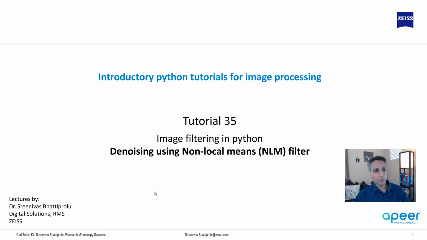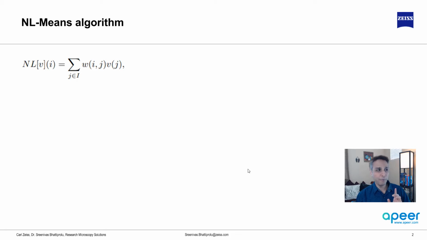So how does a non-local means filter actually work? Before jumping into the code, let's quickly look at it. So here is the non-local means algorithm. And again, if you are from a mathematics or physics background, you probably understand what they're trying to say. But just to put a little bit of context to this, it estimates a value based on the weighted average of all pixels in the image.